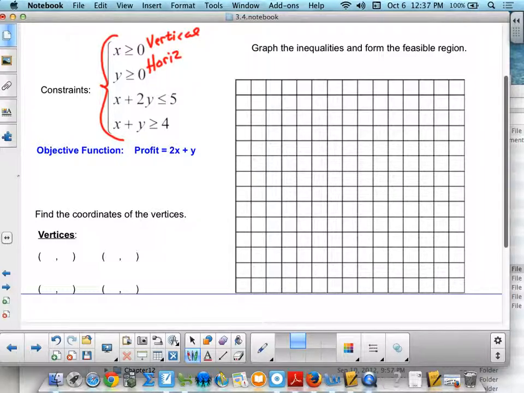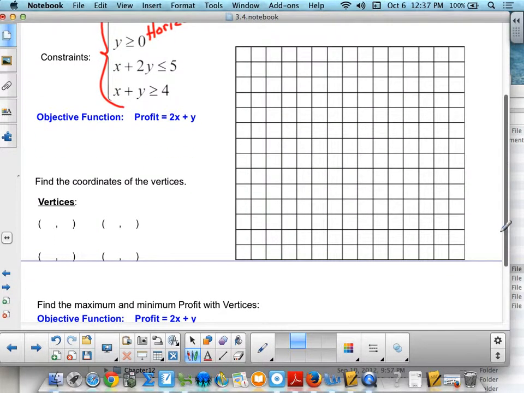And since they say greater than 0, we're talking first quadrant only. So here is y equals 0, and we're shading above. This is x equals 0. We're shading greater than, so that would be to the right. We're in the first quadrant. This one, I'd go get my x-intercepts and y-intercepts.